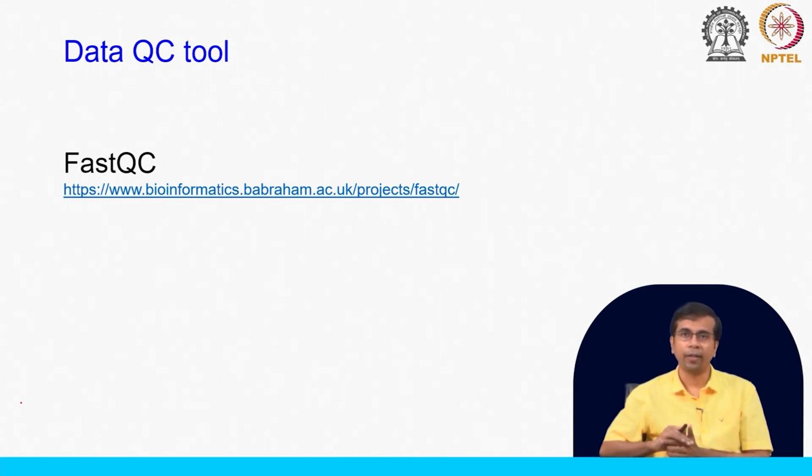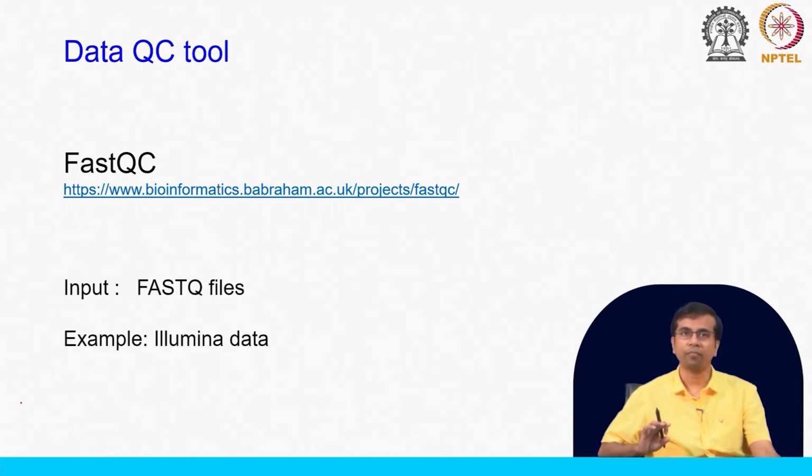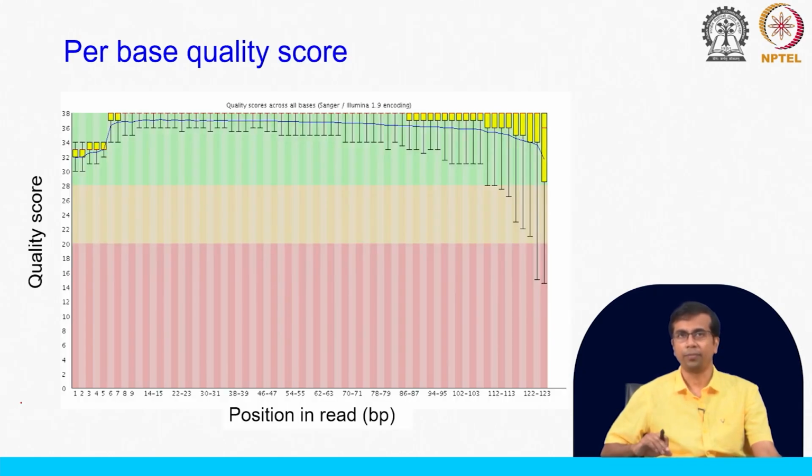I'll give you some examples from this tool using an Illumina dataset. This can be applied to other datasets in FastQ format, but the examples we will discuss today will be mostly from Illumina data. We'll do this in the hands-on tutorials, where we'll actually be analyzing datasets using these tools. The input is FastQ files.